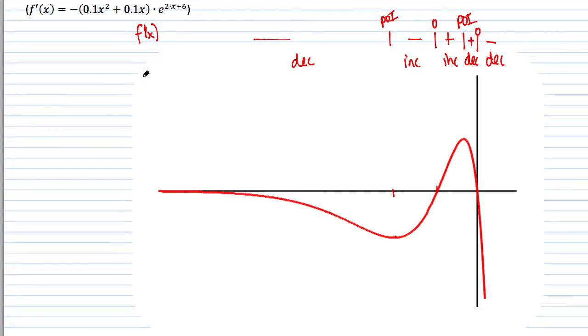So how does this translate to f of x? Well, if I'm negative and decreasing, this is concave down. Now when I go to increasing, this is concave up. And then this last portion is concave down. And then at the zeros, that's where my line is horizontal.